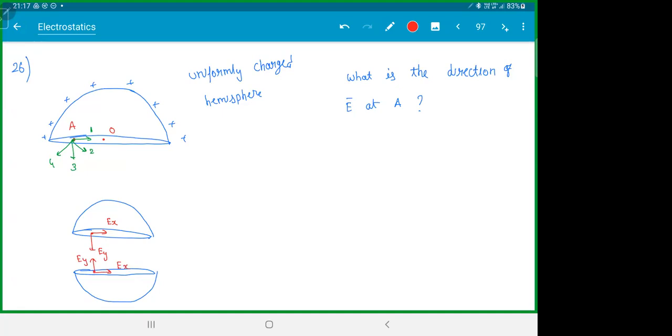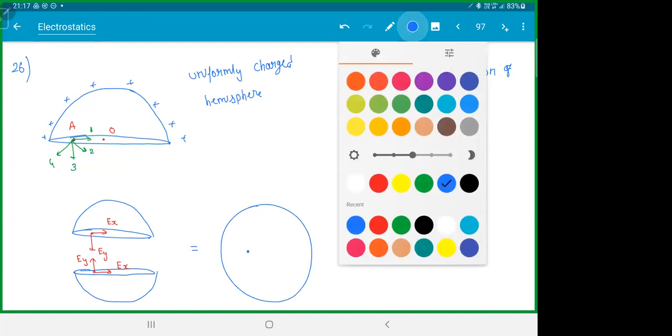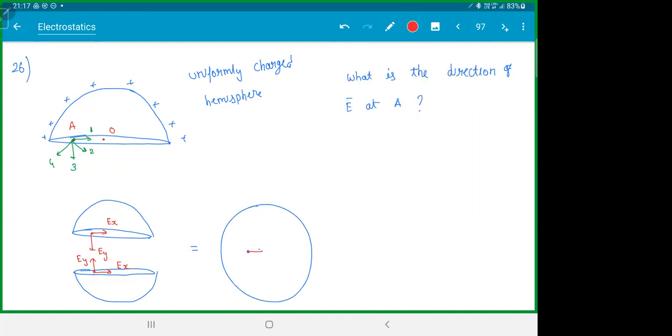Agreed? Identical. Now, if I combine them, I'll get one full shell. So from this logic, Ey will cancel. At this point, you'll have field 2Ex. What is the field inside a hollow shell? 0. That means this should be 0. Therefore, Ex is 0, so only Ey exists. Now this implies only Ey can exist.